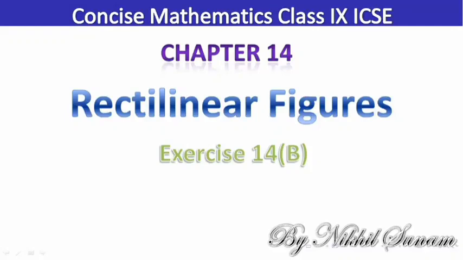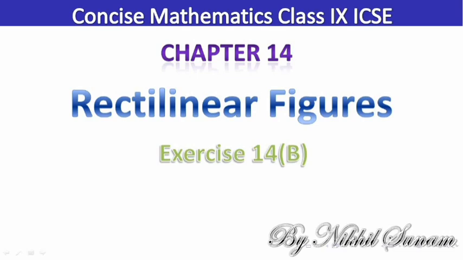Welcome back, dear students. Today we are going to start a new exercise on rectilinear figures. In this particular exercise we are going to learn only about quadrilaterals. Now, as I talked about quadrilaterals, let's understand what this means. A quadrilateral is a closed figure formed by four straight lines. So it's a polygon, we can say. It's a polygon with four sides.